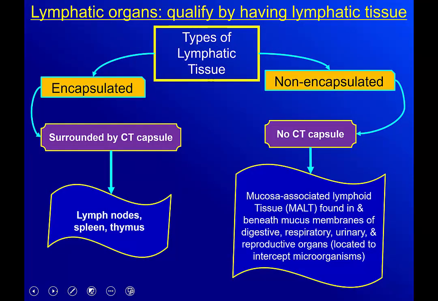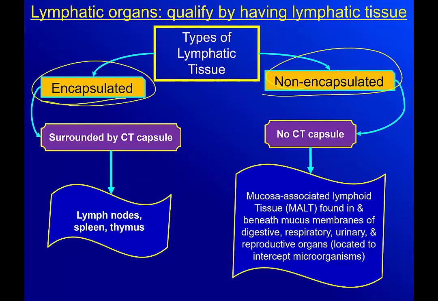We have two types. We either have encapsulated or we have non-encapsulated. Guess what the difference is? That's right, it's a capsule. Encapsulated means you've got tissue that's surrounded by a connective tissue capsule. You're your own organ. So you've got the lymph nodes, you've got the spleen, you've got the thymus, you've got the tonsils.